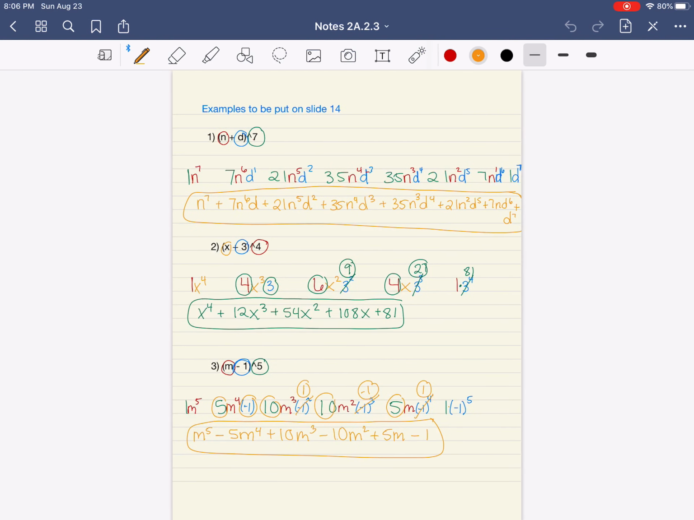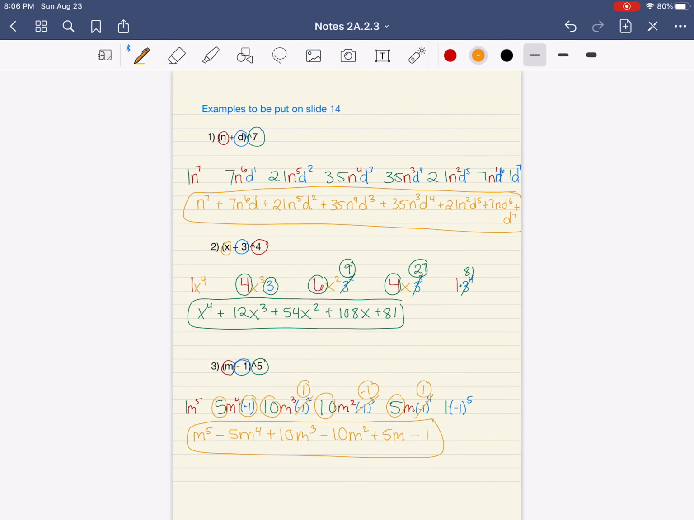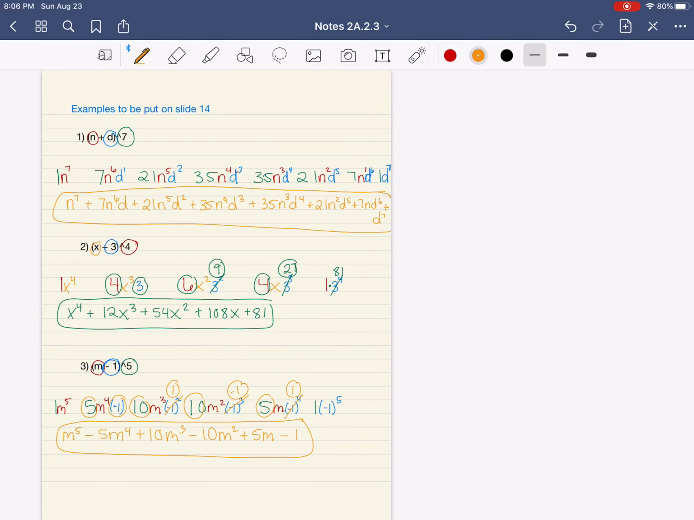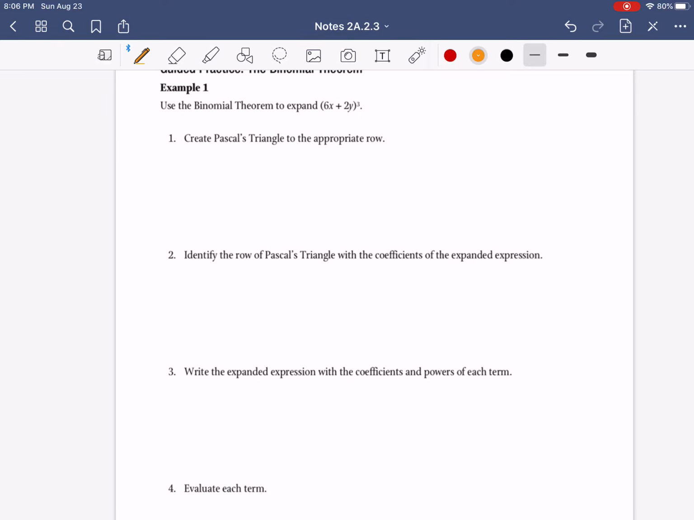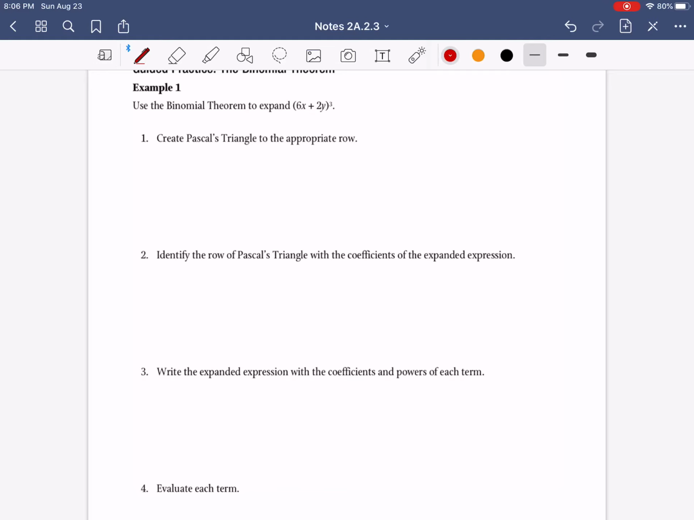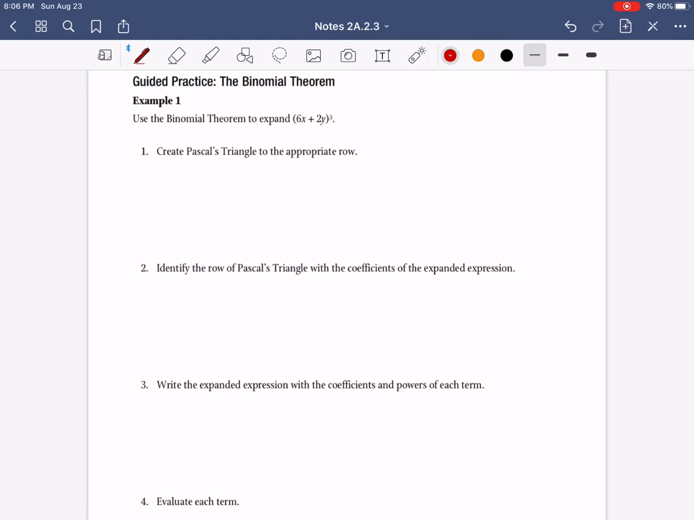So you did these examples today in class. You should have posted those right here on slide 14 on that right hand side. That was these ones that we just wrote on a piece of paper. We already did a couple of the examples, but we're going to go ahead and finish the last two. So example 1 we didn't do. It says use the binomial theorem to expand (6x + 2y)^3.